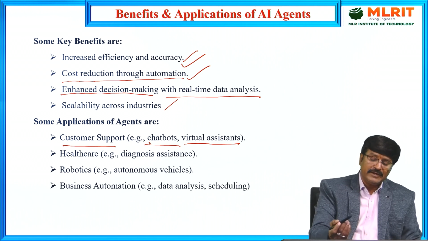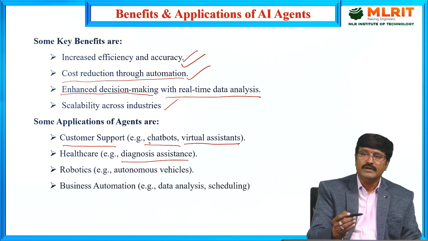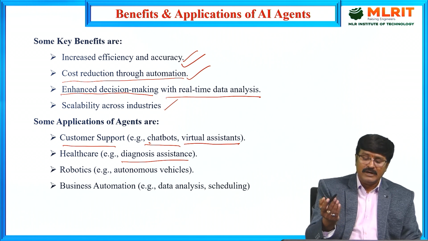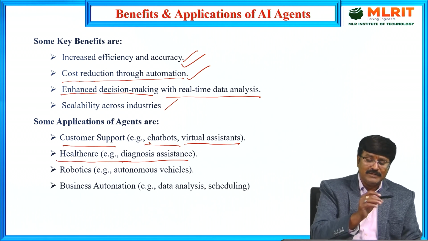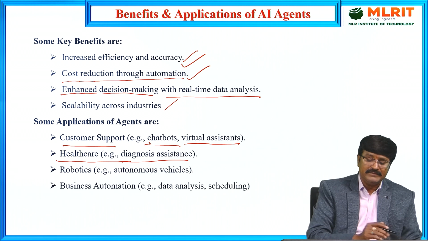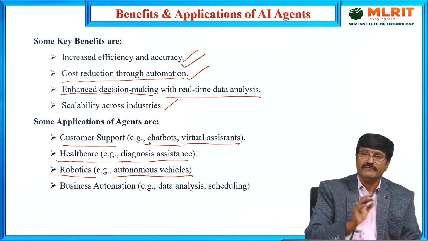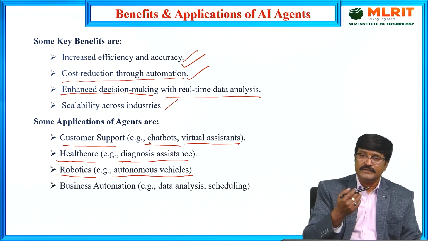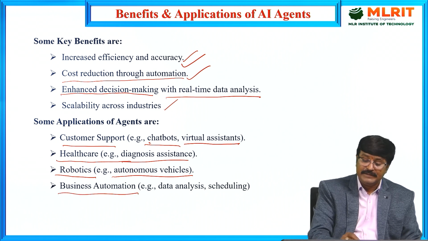And in the healthcare domain, there are so many: diagnosis assistance, operations assistance, patient monitoring, and diagnosis monitoring continuously, and all these things in the healthcare domain. That is one of the important things. Many AI agents are doing many things. Robotics and autonomous vehicles is another example. Autonomously, the driverless vehicles are sensing the environment, and based on that, they are moving. And business automation, data analysis, data scheduling, and cloud computing, all these things.